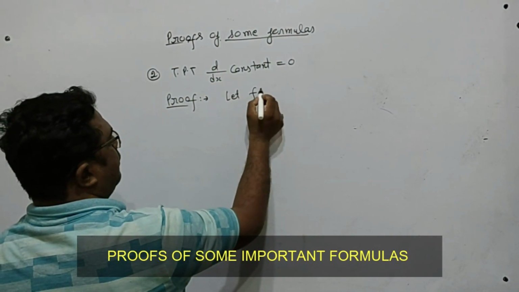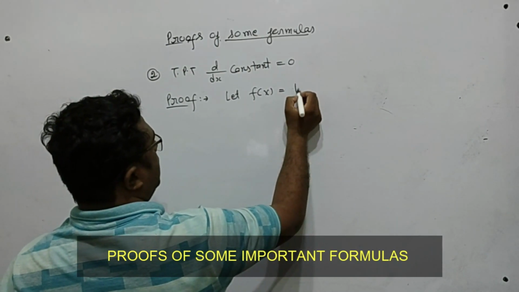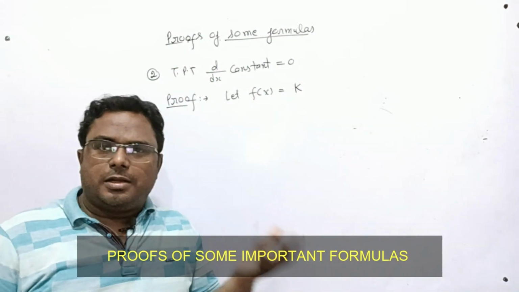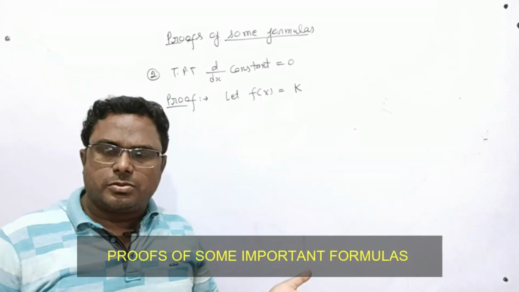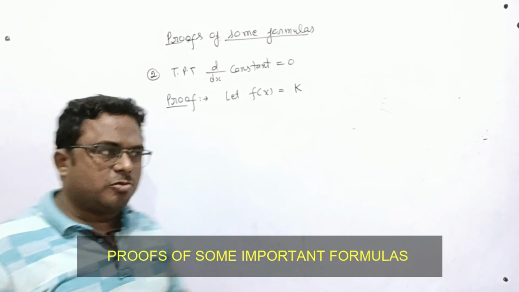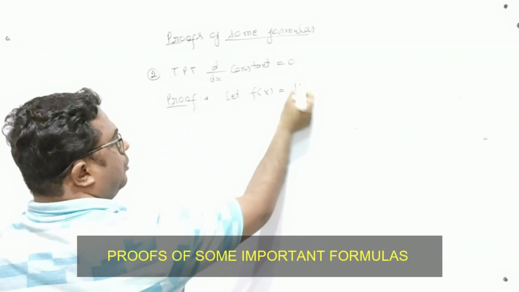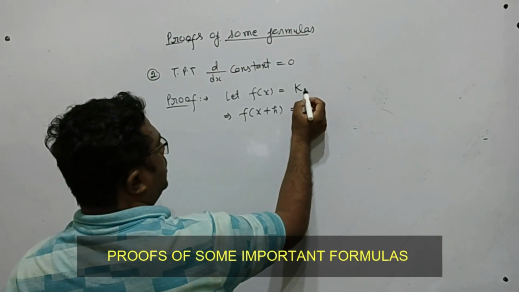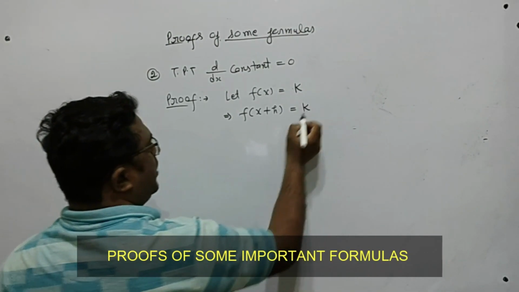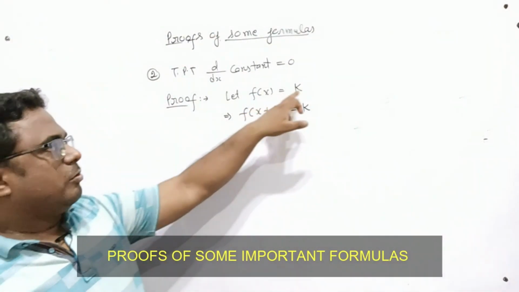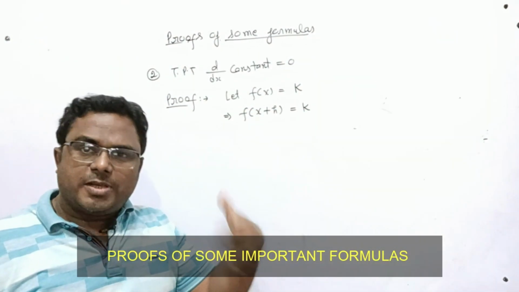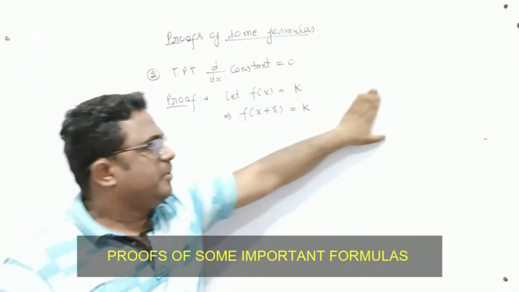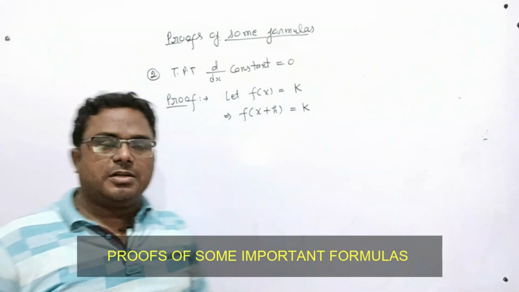Let f(x) is equal to k, where k is some constant. You can use another letter for this, you can use small c also, but I am using k, and k stands for constant here. Now replace all the x by x plus h, so this implies that f(x plus h) is k, and there is no x on this side, so it will remain the same. f(x) equal to k, and I replaced all the x by x plus h, so the only change happened here. On the right side there will be no change because x is not present there.